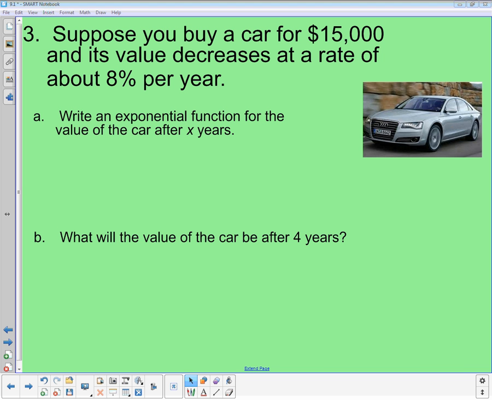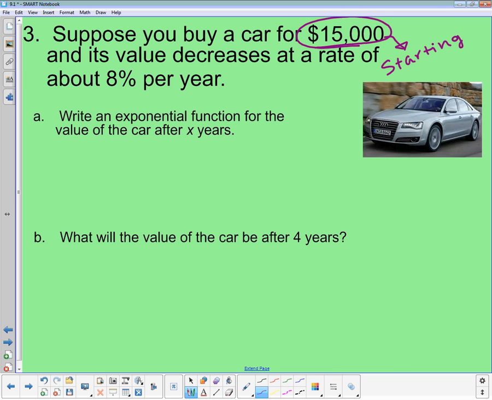It says, suppose you buy a car for $15,000 and its value decreases at a rate of about 8% per year. Part A is write an exponential function for the value of the car after X years, and part B is what will the value of the car be after 4 years. So here's what we need to figure out. Number 1, this $15,000 is our starting value. The starting value in our question gives us $15,000.